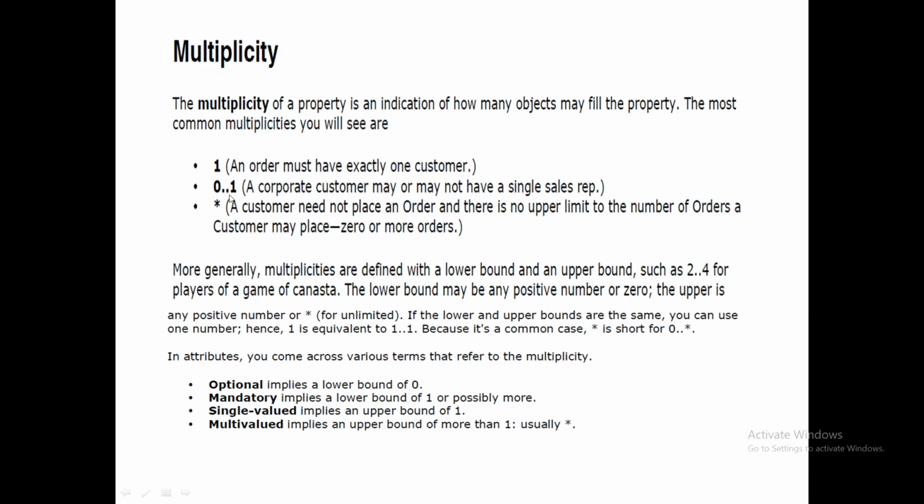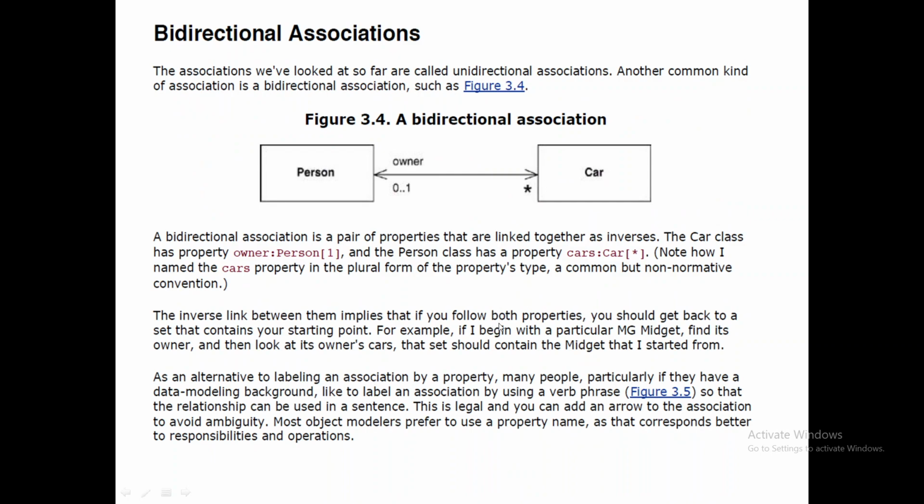And this is the multiplicity feature: 1, 0 to 1, or star, which represents multiple instances. And sometimes the lower bound may be 0, or it may be mandatory. For a lower bound of one, it may be single valued, or it may be multi-valued. These examples can be discussed in more detail later.